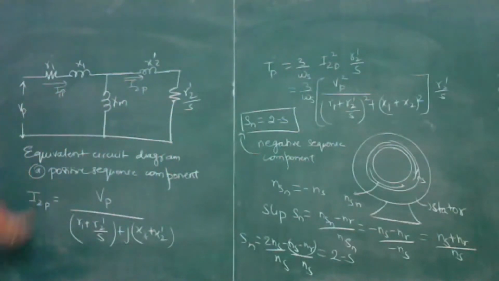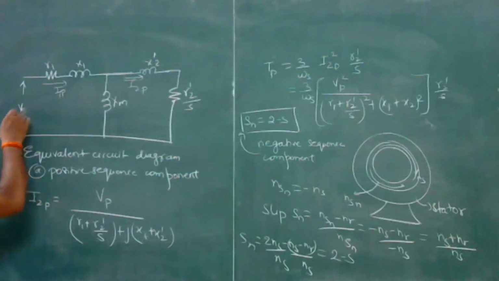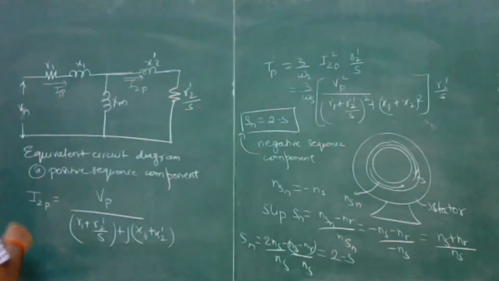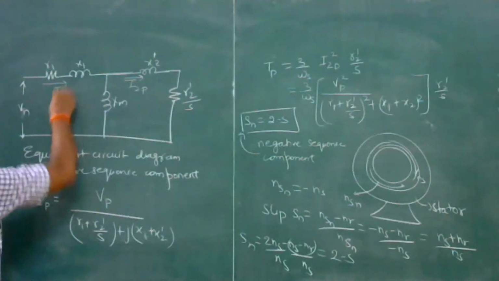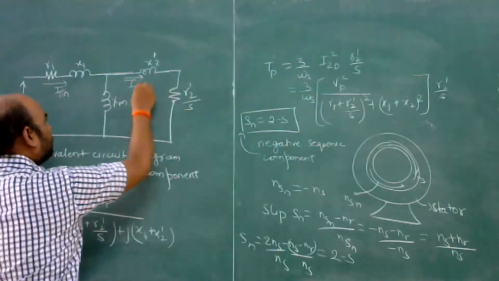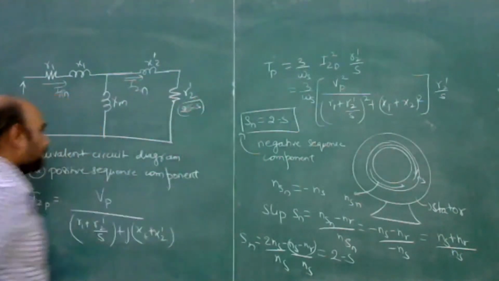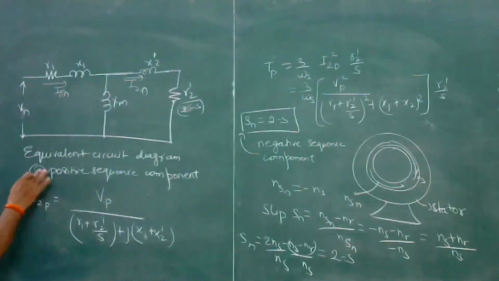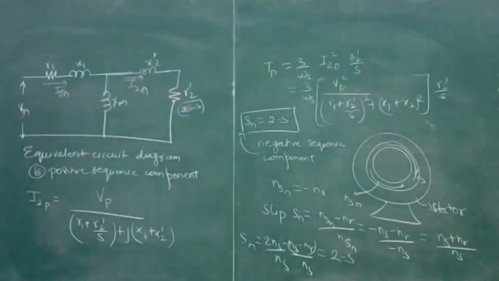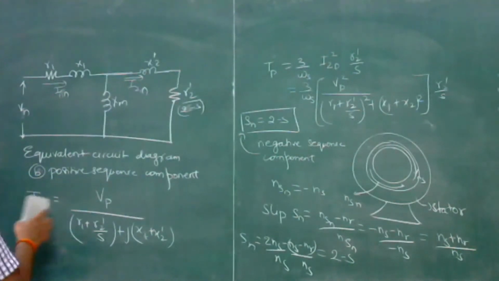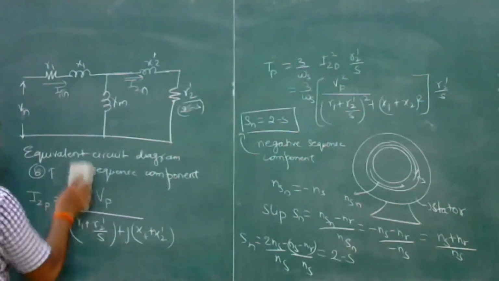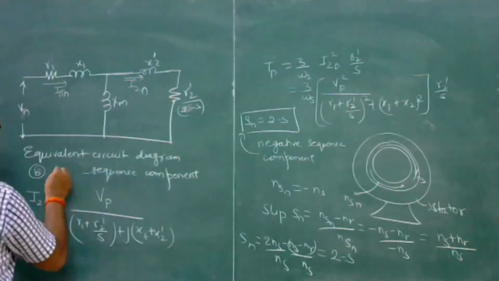So now the equivalent circuit will change. So this is the negative sequence voltage. Okay. So this will be I1N and this will be VN. Now this will become R2 dash upon 2 minus S. Okay. So this is the equivalent circuit due to the negative sequence voltage.